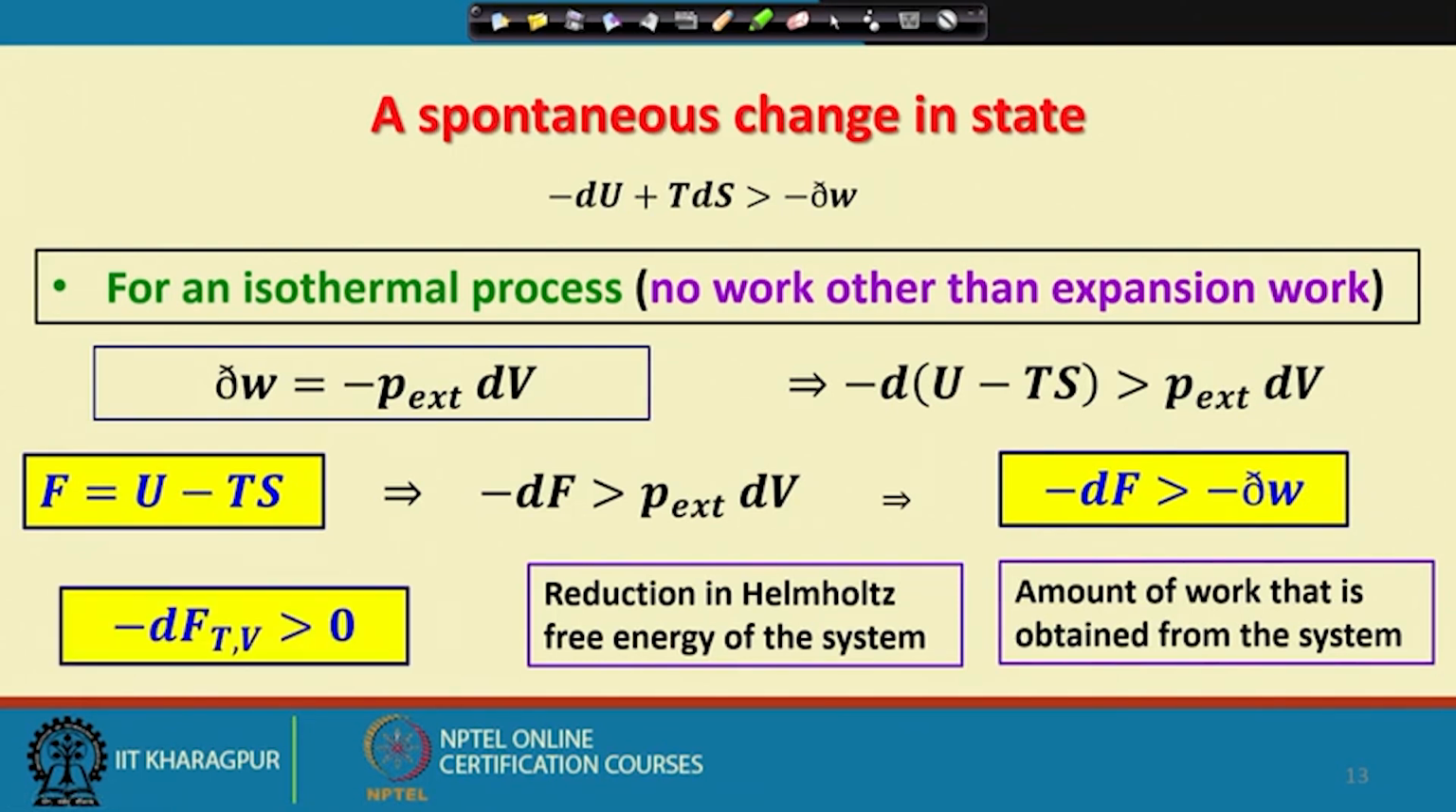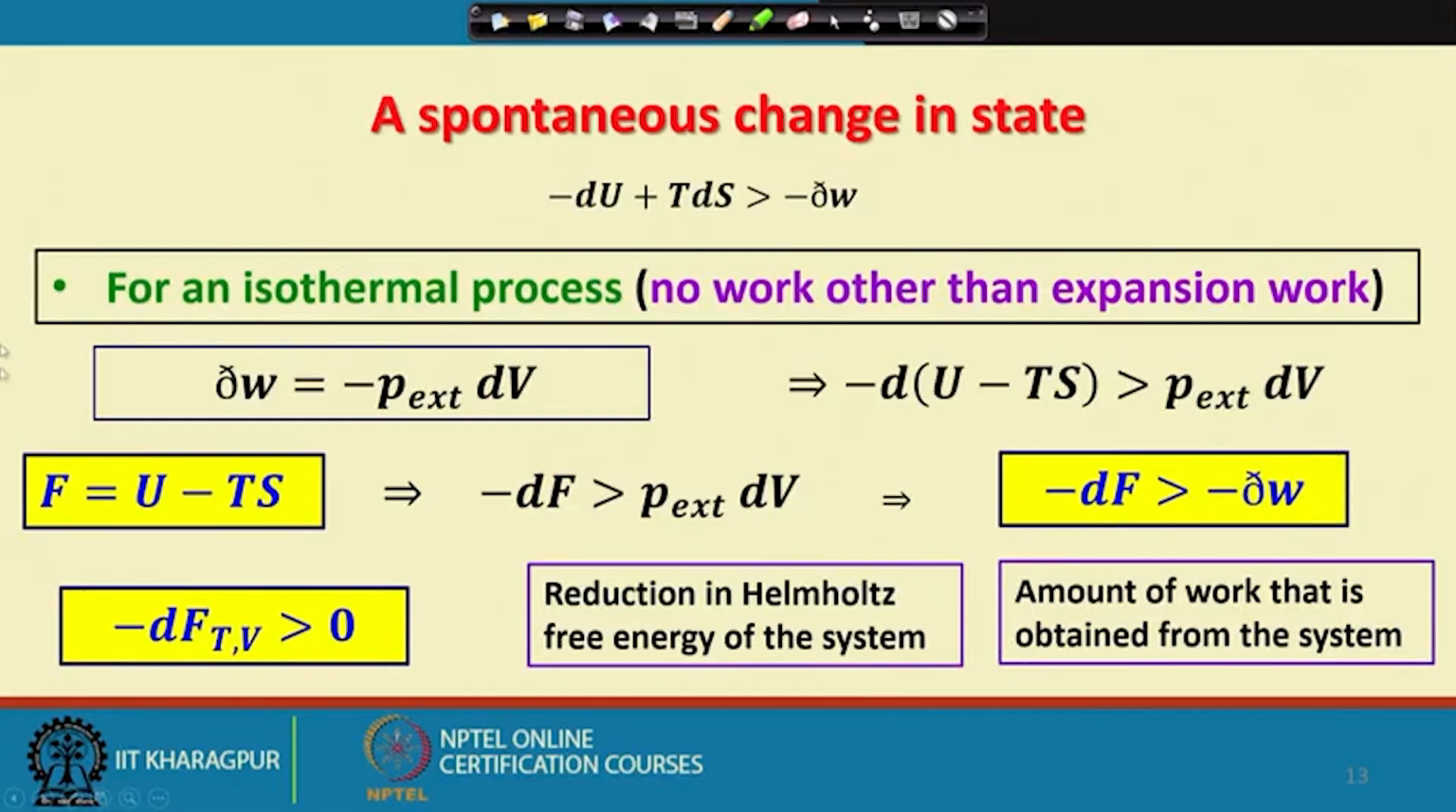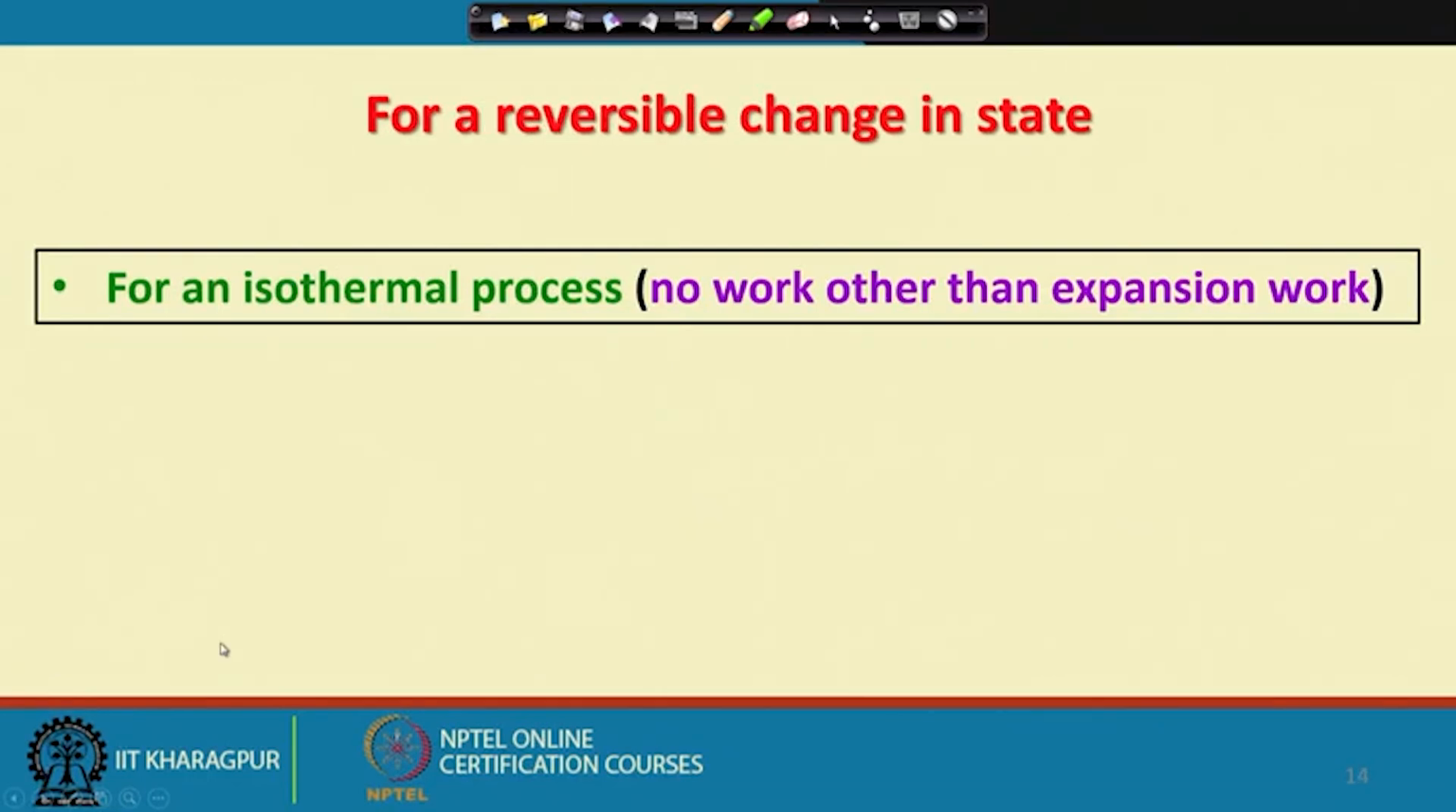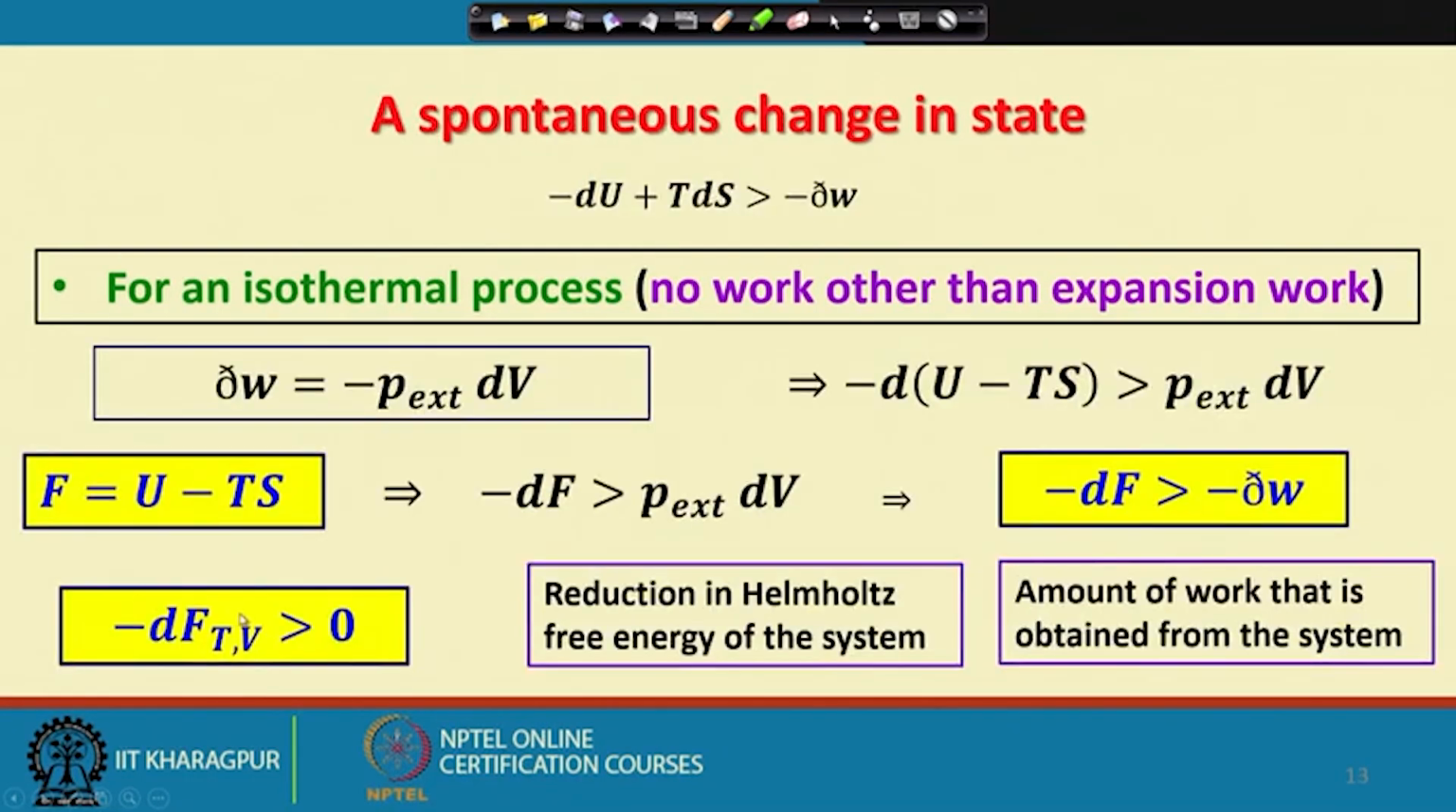And if you have a process where the system is undergoing a change in state under constant temperature and constant volume condition, then what is the condition for an irreversible spontaneous process? The condition is then given by minus dF at constant T and V greater than 0. Can you guess where this 0 came from?